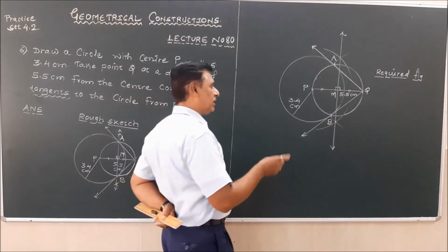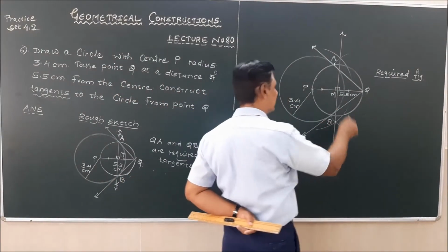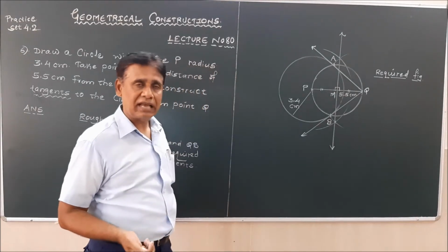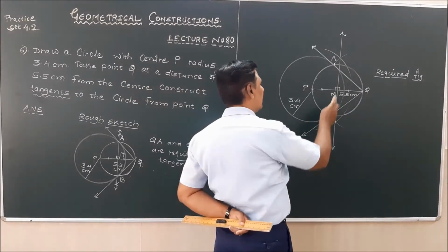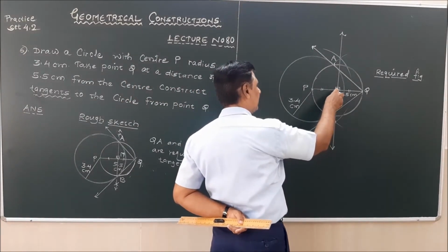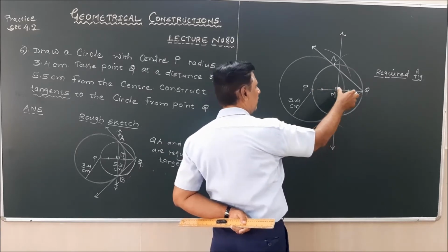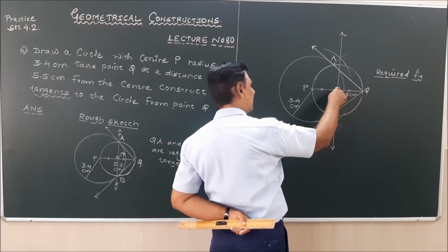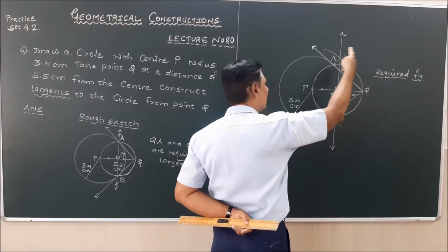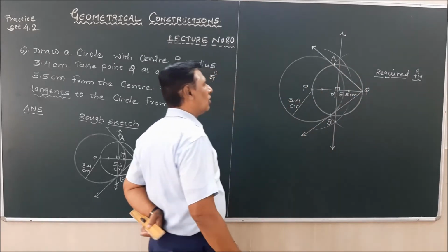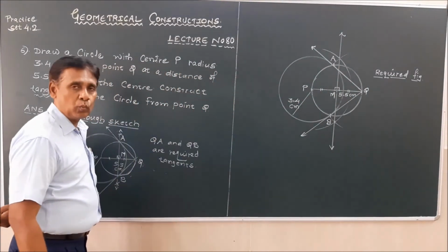The perpendicular bisector of PQ intersects PQ at point M. Then, place the compass point on M. Take radius as PM or MQ. Take center as M and draw a circle which passes through P as well as Q.